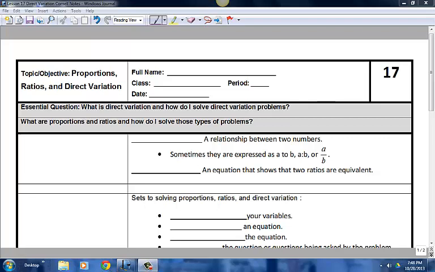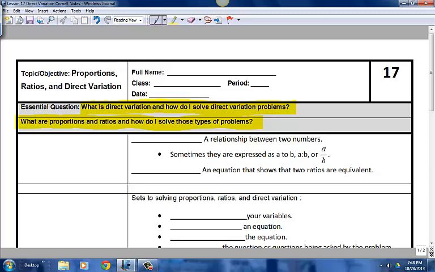So today we're going to be learning about proportions, ratios, and direct variation. This is kind of a continuation of what we just learned in class. So our essential questions for today are: what is direct variation and how do I solve those types of problems? The other one is: what are proportions and ratios and how do I solve those types of problems? Bet you guessed it, we're learning about proportions and ratios and what they are and how to solve those types of problems.